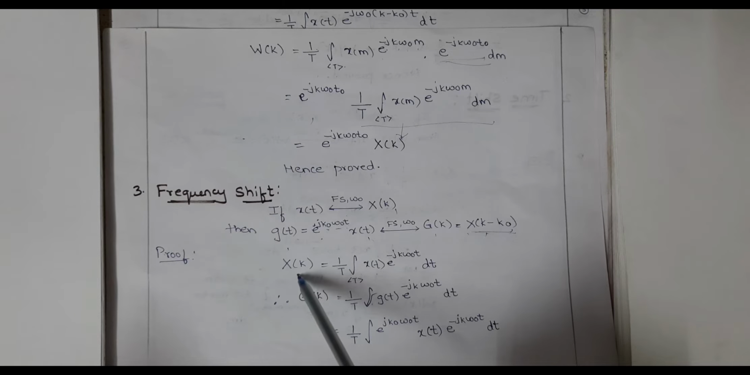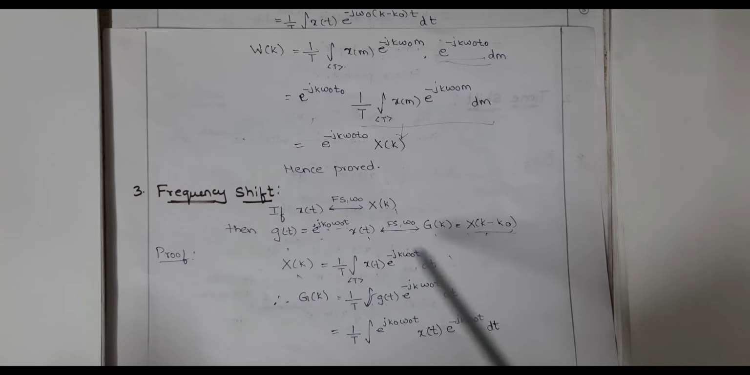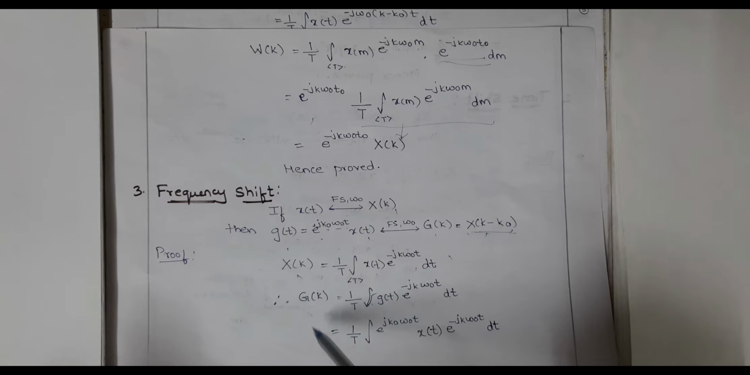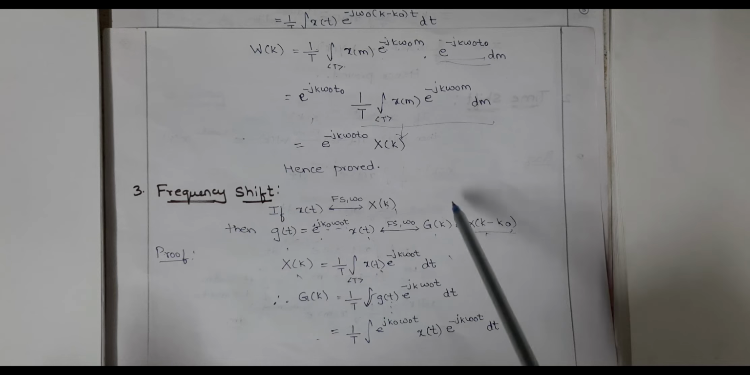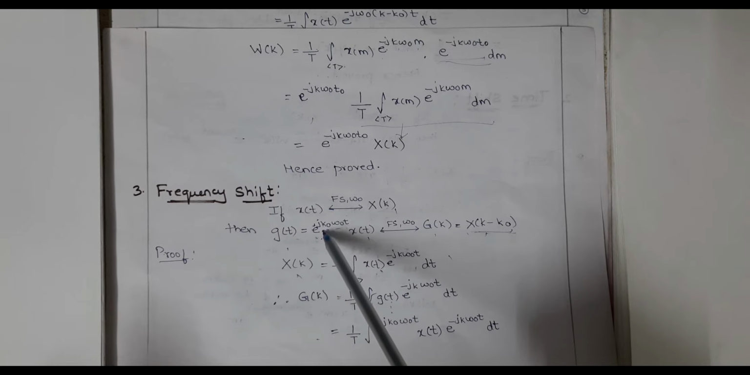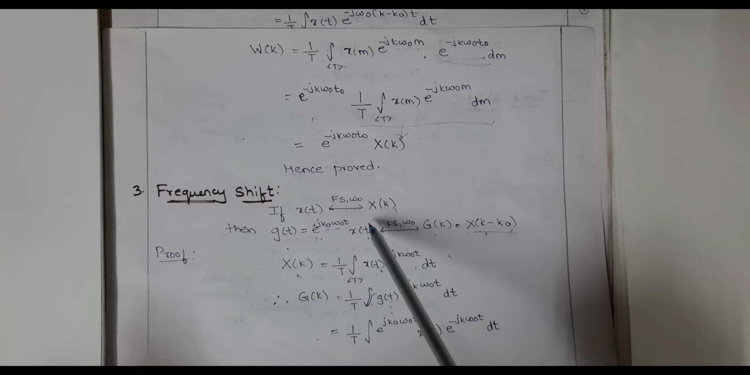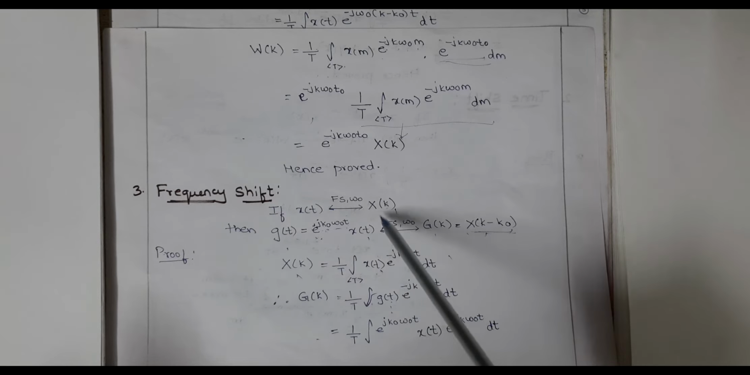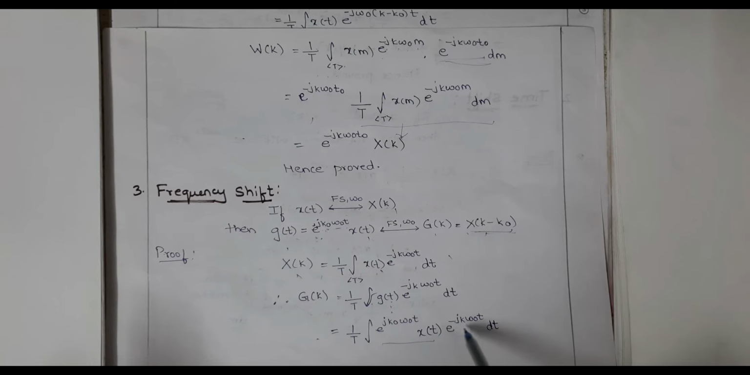So we know the formula of x of k. This is x of k, and g of k is nothing but, in place of x of t we will substitute g of t. But what is g of t? G of t is e raised to j k naught omega naught t into x of t. So substituting this term here.